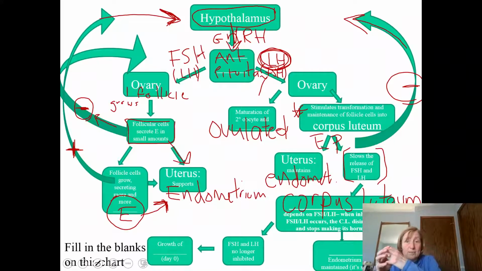And as it shrivels up, it stops making its own hormones. Well, what hormones did it make again? Come back up here. Remember that the corpus luteum was making estradiol and progesterone.